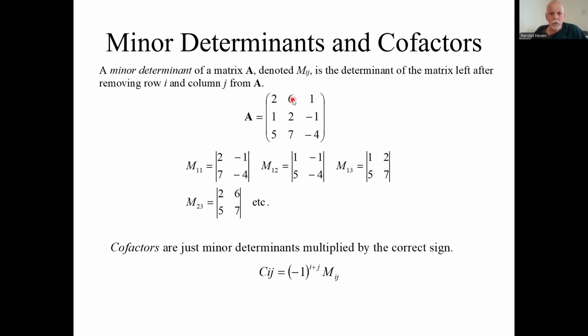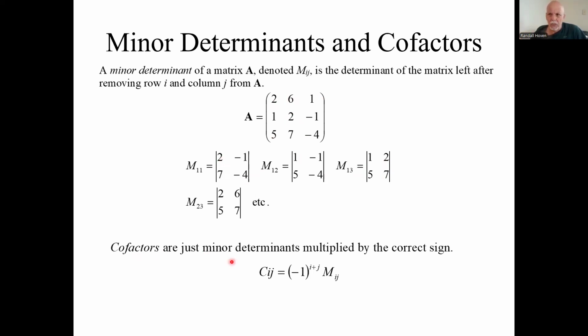M12, here's the 1, 2. Get rid of that row and that column. You've got 1 minus 1, 5 minus 4. There you go. So that's how you come up with the minor determinants. And by the way, you started out with the 3 by 3, you get 2 by 2s. You can use that little X formula to find these guys.